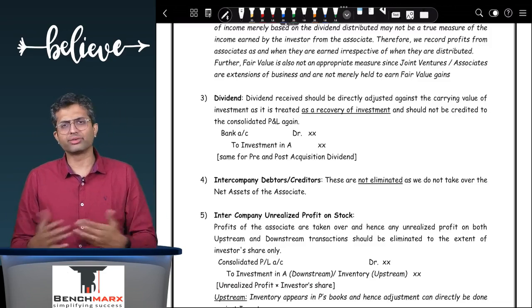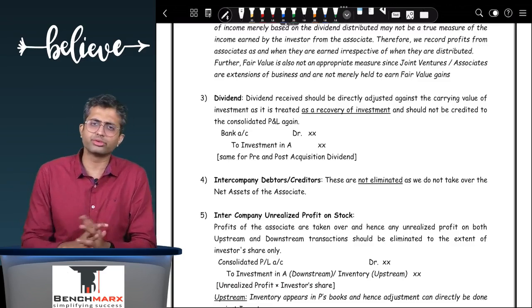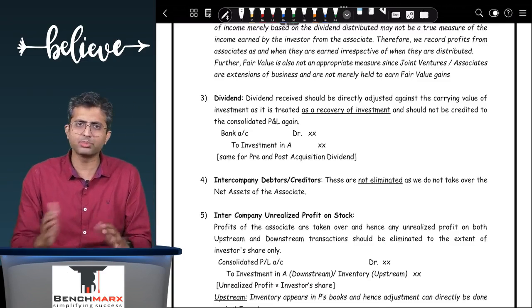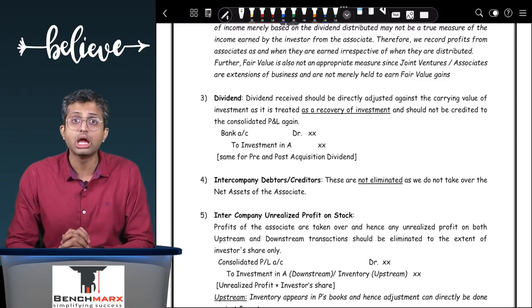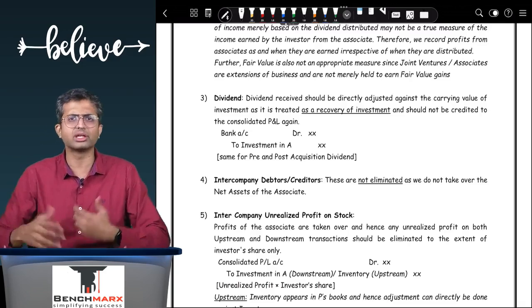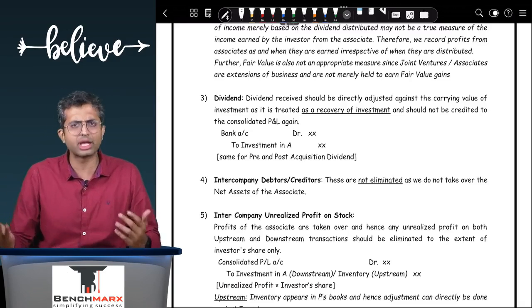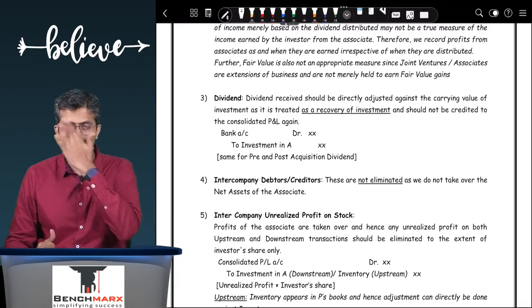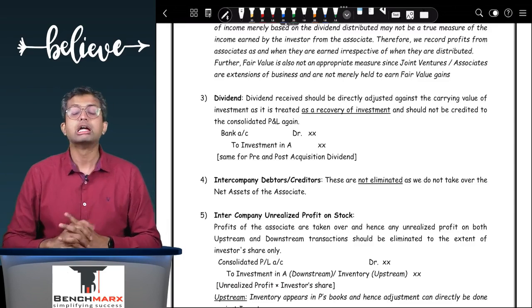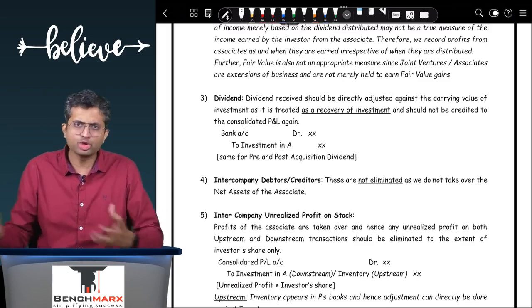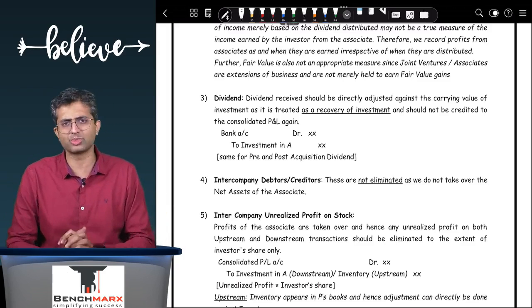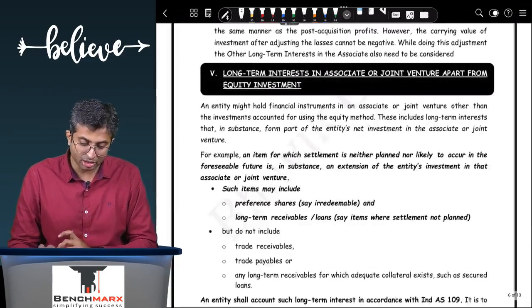Lastly, if there are losses, you will allocate your share of the losses to the investment in the associate to the extent it becomes zero. After it becomes zero, you will typically not allocate any share in losses unless there are other long-term interests like irredeemable preference shares or long-term loans with no settlement terms. If there are other long-term interests, for which we have a separate discussion and a separate video, you can allocate losses beyond. Otherwise, you will restrict your investment to a zero balance. So these are the core features.